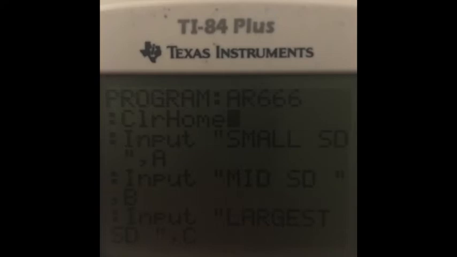In order to have a clear screen when your program opens, you will have to click the Program button and find Clear Home on number 8 under the I/O section. Next, find the Input option under the same section in order to ask for the smallest, medium, and largest side in quotation as shown. These will also be labeled as sides A, B, and C after the comma.